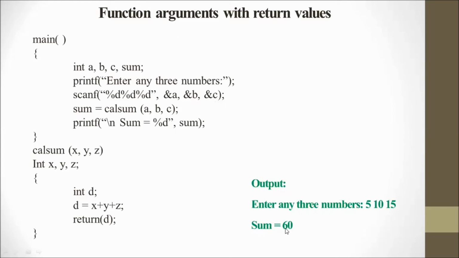Here is some typing mistake, because 15 and 10 is 25 and 5 more is 30. So here the result is sum equal to 30. Sorry for the typing mistake.